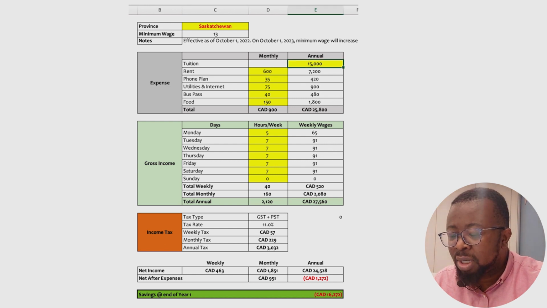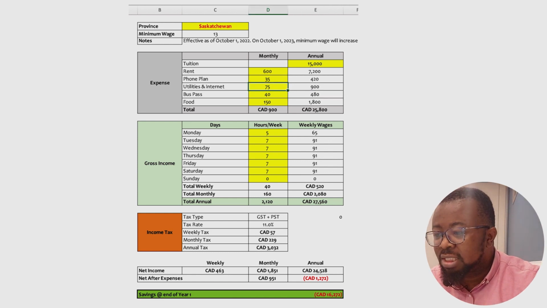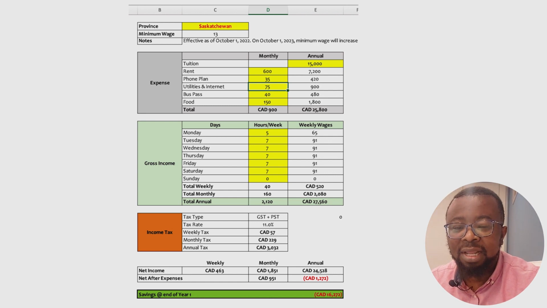So we assume here somebody who is paying 15,000 Canadian dollars as tuition fee annually, and this money will be taken upfront. So you have to plan for it. Then we assume a rent of $600, mobile phone bill of $35. And the funny thing is, if you are in Canada, for $35, you are getting just only voice. You are not even getting data. Even if you get data, you get about 500 MB. So you have to be mindful of that. So this is like the bare minimum plan that you can be on. Then utilities here, I'm assuming things like phone bill, other things, home internet, and all other things being in there.